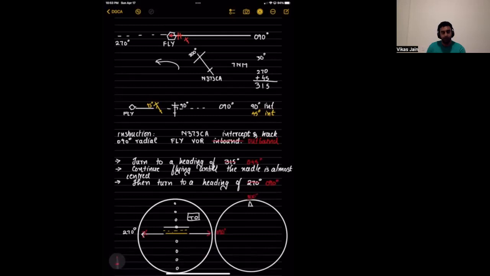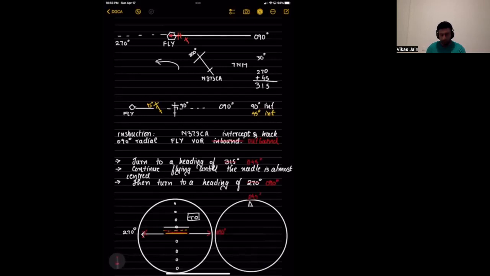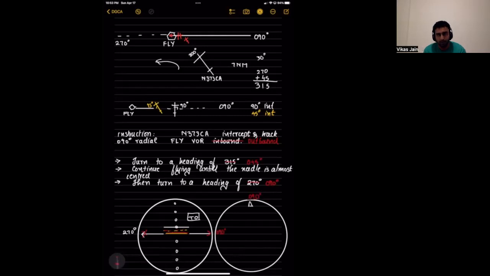Right. You keep going towards the needle. The needle slowly starts getting centered. Okay. You should have turned towards the heading of 045 degrees. Okay. Once it's centered, then you turn to a heading of 090 degrees. Okay. So, you just intercept the radial and track outbound.